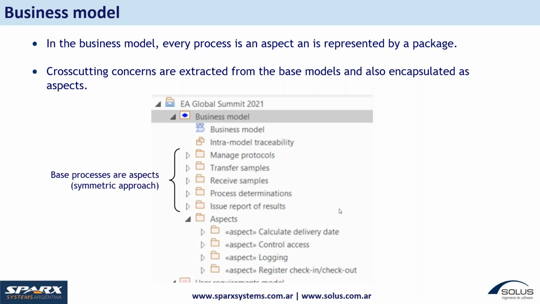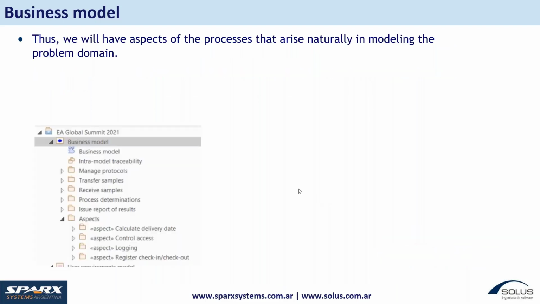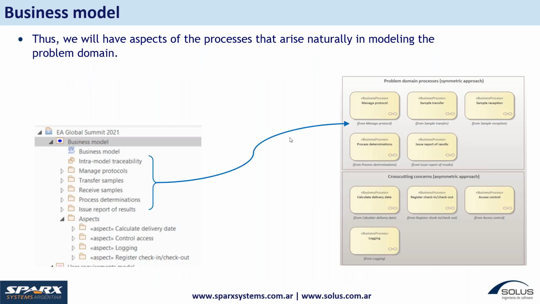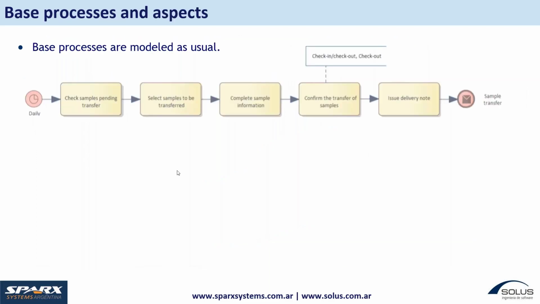In this case, we are managing two approaches that we can find in the aspect-oriented approach. We have two lines, the symmetric approach and the asymmetric approach in the literature. In this case, we'll have our processes as usual. So we have to manage them separately, those belonging to the domain and those that are cross-cutting concerns. In this case, in our process, we have a regular process.